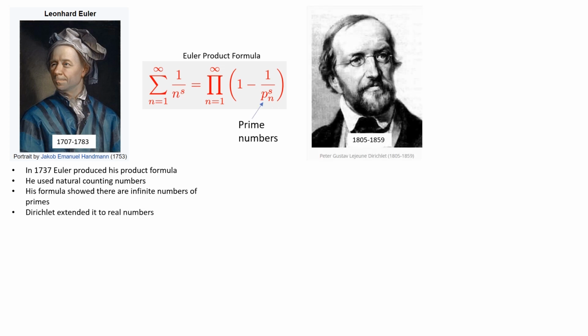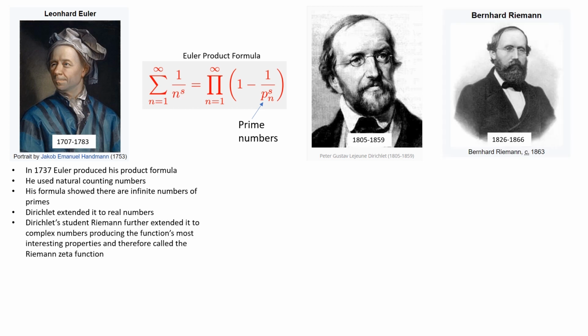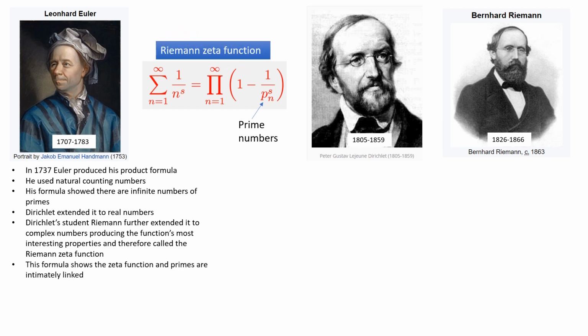Dirichlet extended it to real numbers. His student Riemann further extended it to complex numbers, producing the function's most interesting properties and therefore called the Riemann zeta function. This formula shows the zeta function and primes are intimately linked.